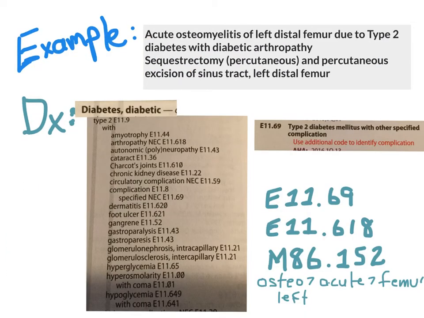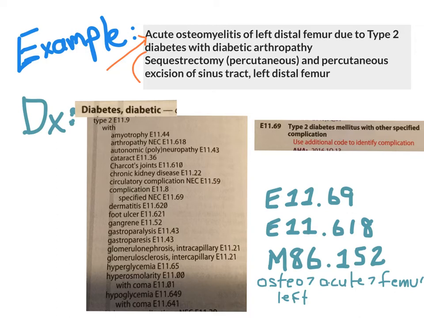Let's take a look at another example, this time from exercise 23.4. Here we have acute osteomyelitis of left distal femur due to type 2 diabetes with diabetic arthropathy. Then we have our procedural statement here, sequestrectomy, percutaneous, and percutaneous excision of sinus tract, left distal femur. This one's kind of fun, as you may learn a few new medical terms.